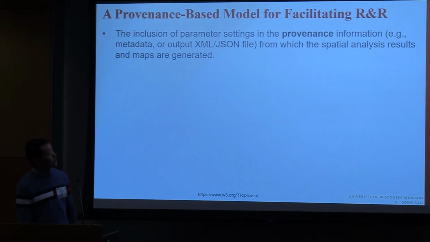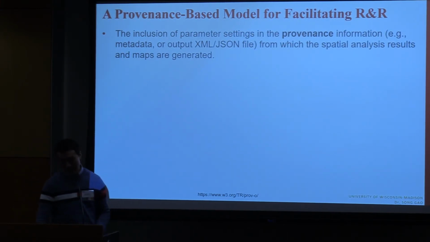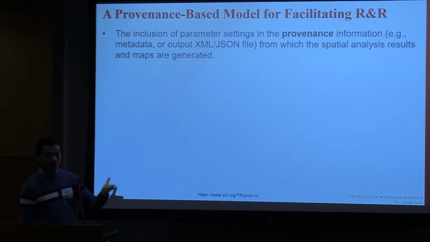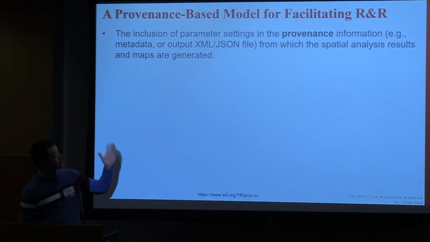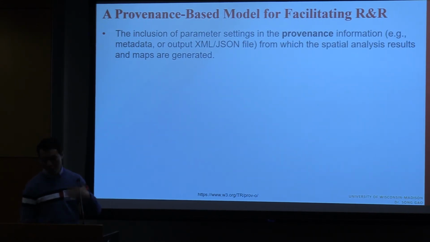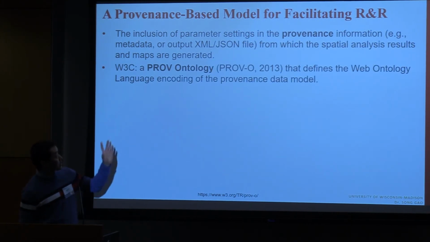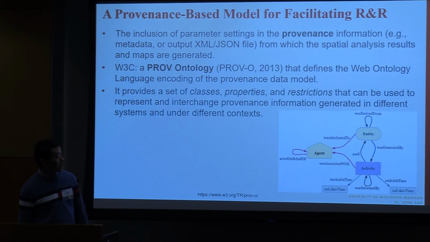like provenance-based models, for facilitating the RR research. For example, the inclusion of those parameter settings in the provenance information, specifically in the metadata output as an XML or JSON file, in which the spatial analysis results and maps are generated. And there is an existing provenance ontology from the Web community. They have specifications about how we could incorporate the ontologies to encode those different classes, properties, and relations.